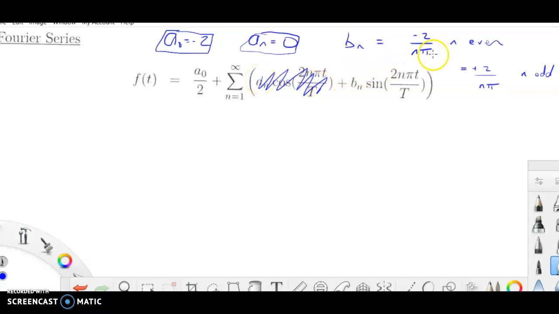And Bn is 2 over n pi, and it's minus 2 over n pi when n is even, and it's going to be plus 2 over n pi when n is odd. So how is that going to look? Well, it's simply going to be like this, right?